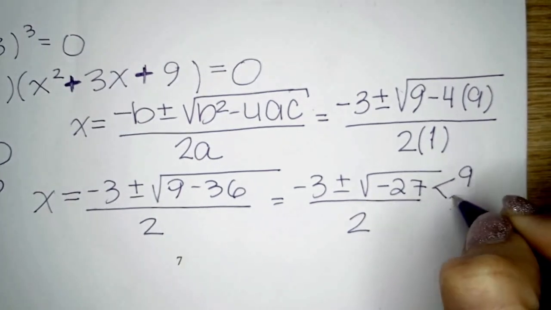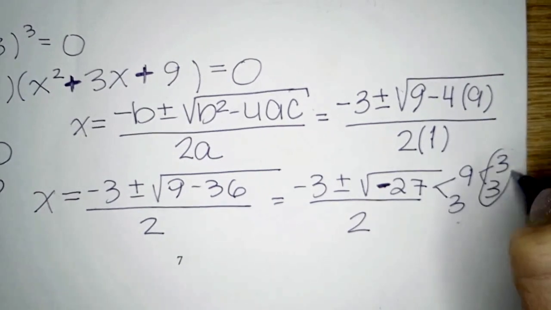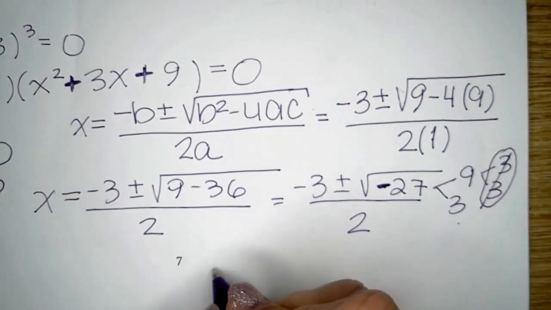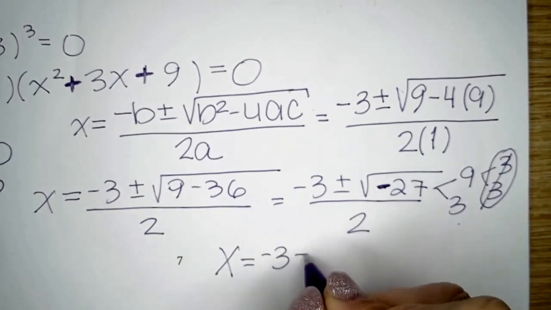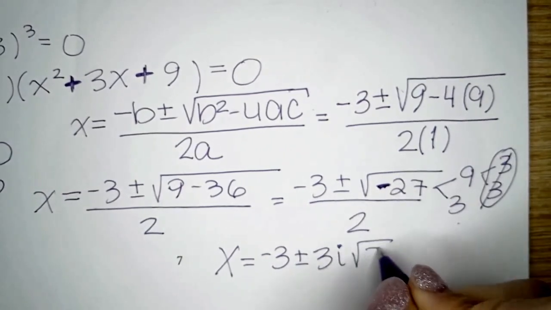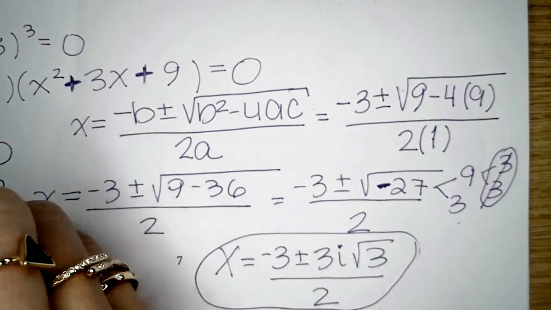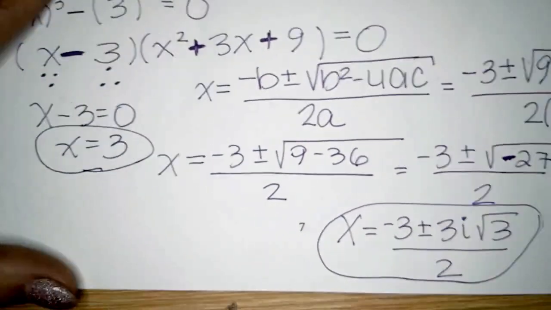27, that's 9 times 3, which is 3 times 3. And I have a negative. The negative is i, pair of 3's, one of them comes out. x equals negative 3 plus or minus 3i radical 3 all over 2. So I got my 2 imaginary solutions and my 1 real solution. Okay?